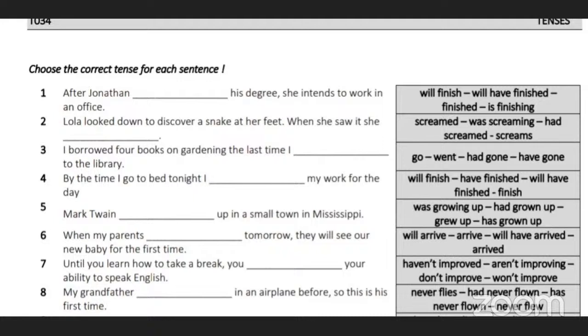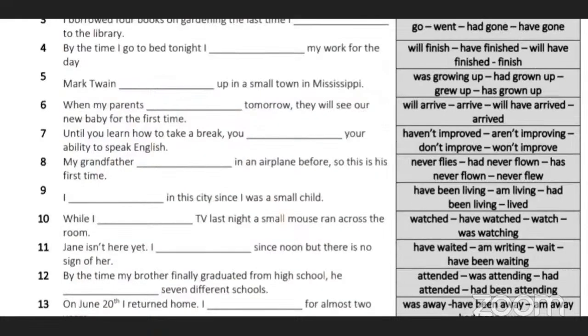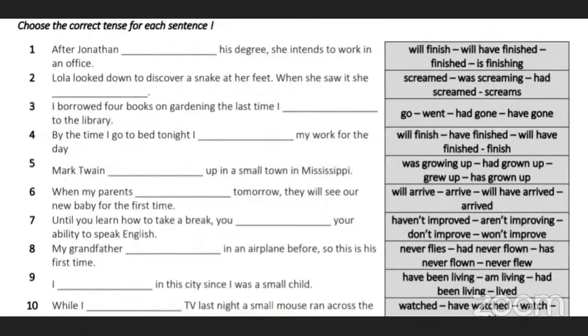Number 3: I borrowed 4 books on gardening the last time I dash to the library. Went. Went, sir. Okay. I borrowed 4 books on gardening the last time I went to the library. Went is the correct answer. We move to number 4.